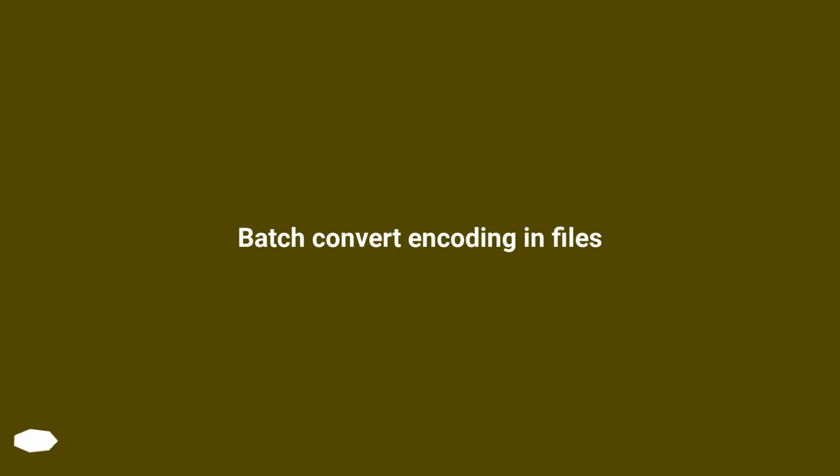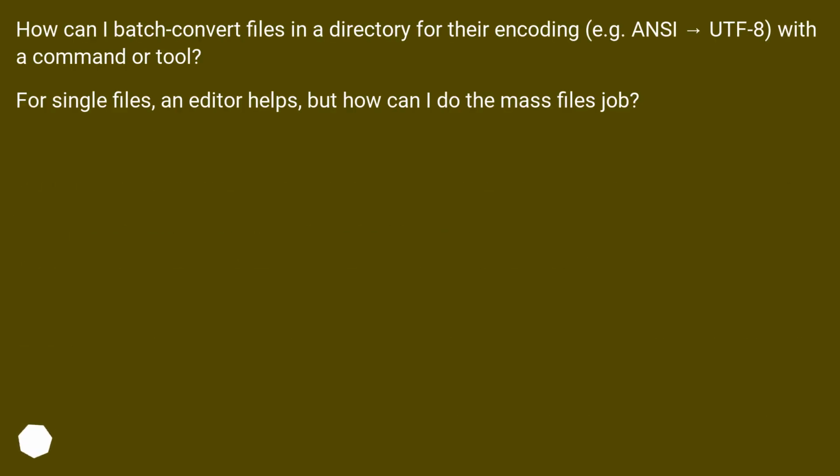Batch convert encoding in files. How can I batch convert files in a directory for their encoding, for example ANSI to UTF-8, with a command or tool? For single files, an editor helps, but how can I do the mass files job?